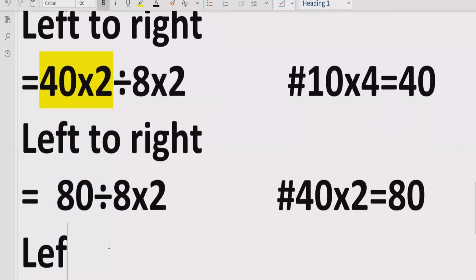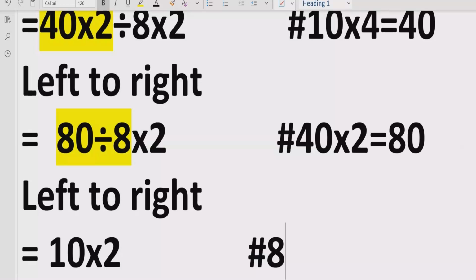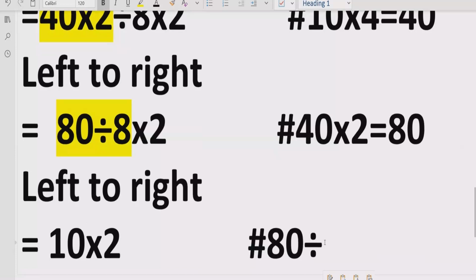This time we again go left to right and find which comes first. Now we have the division sign. Whether you use BODMAS or PEMDAS, you have to follow the same rule: go left to right and find which comes first. Now we have 80 divided by 8, which becomes 10, multiplied by 2. We write it as it is, and here we give the reference: 80 divided by 8 equals 10.